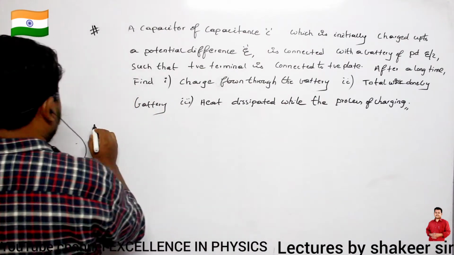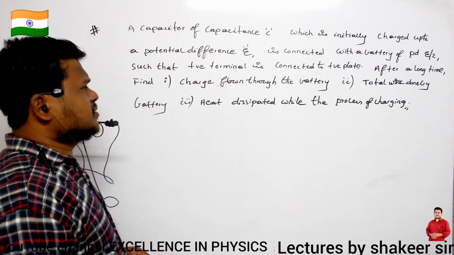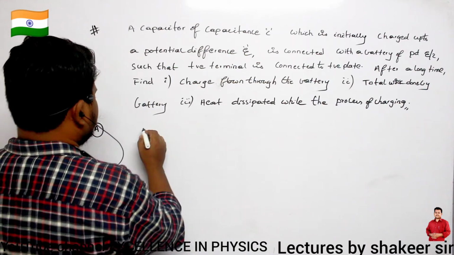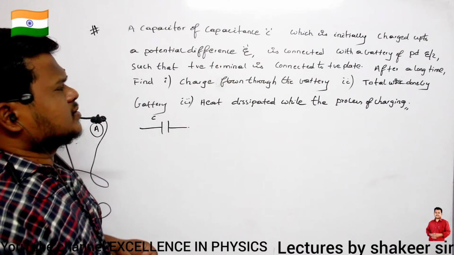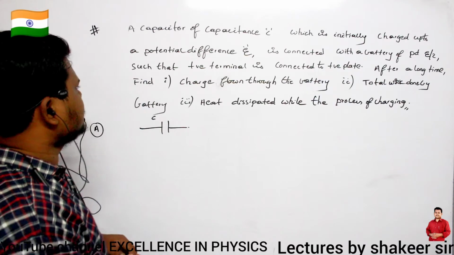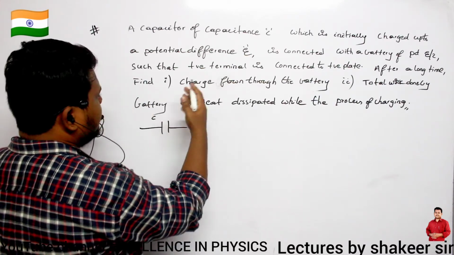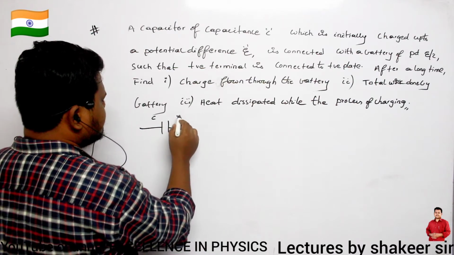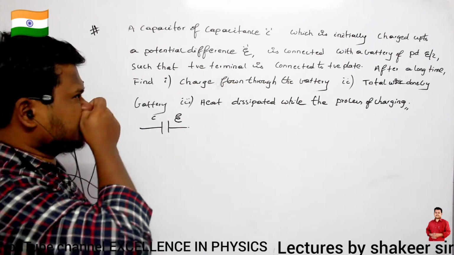Let us see what is given. So a capacitor of capacitance C. So this is one capacitor. So it has a capacitance of C. It is initially charged to a potential difference of E. So the initial potential difference between the plates of this capacitor is how much? E. This is the potential difference. It means it is already a charged capacitor.